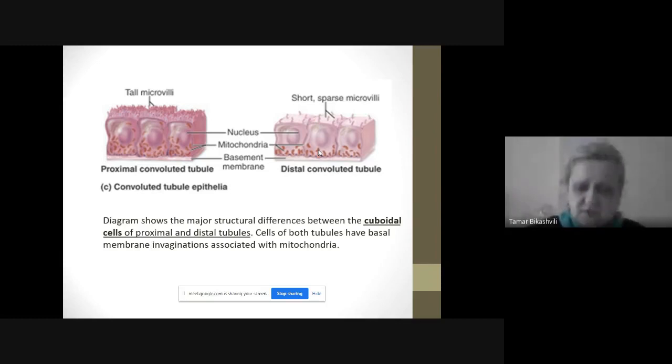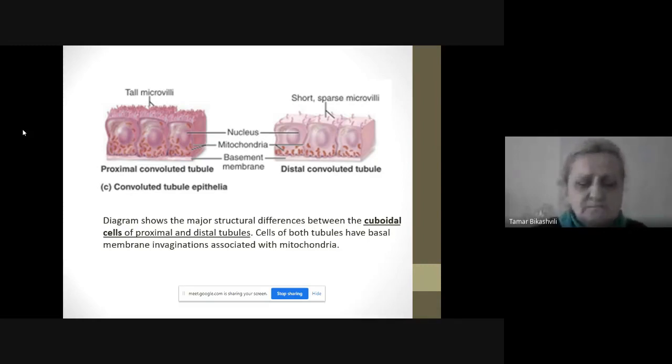So what proceeds here? Here also proceeds reabsorption, but here it is reabsorption of electrolytes. In the proximal convoluted tubules, more reabsorption and secretion processes proceed.